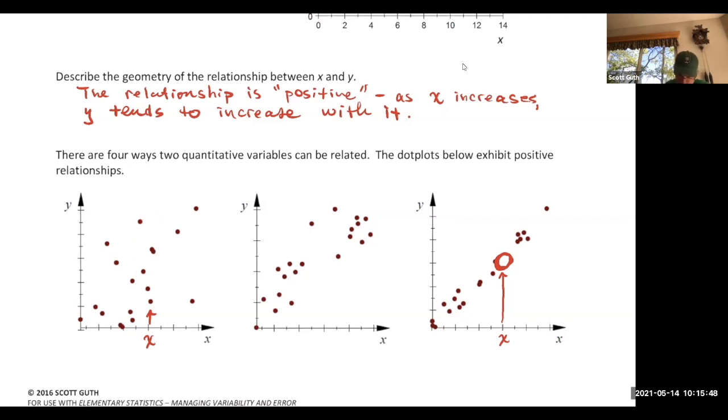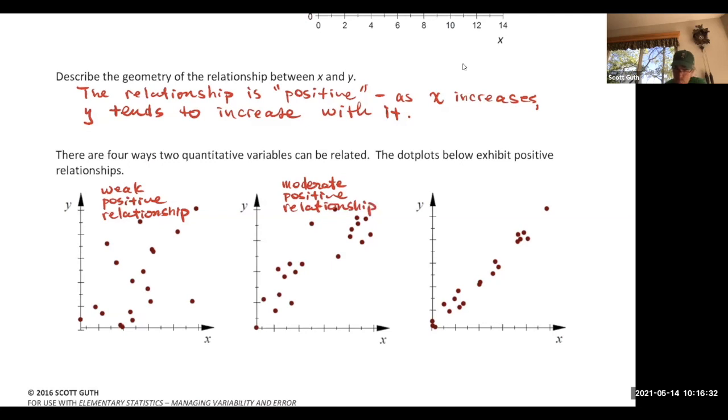When the relationship goes uphill as you move to the right, we call them positive relationships. So as x increases, y tends to increase as well. Those are positive relationships. So let's go ahead and describe verbally what these are. This first one is a weak positive relationship. Second one is a moderate positive relationship. Okay, and the last one's quite strong. This is a strong positive relationship.